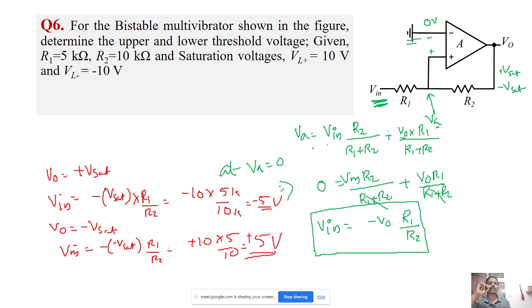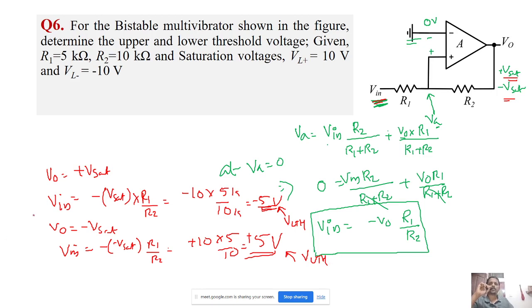Which means, for example, if V0 is plus Vsat, Vin must cross the voltage minus 5. So when Vin crosses minus 5, the output will change to minus Vsat. After that, Vin must cross plus 5 volt so that again the output will change to plus Vsat. So these are the two threshold voltages. This is the lower threshold voltage, and this is the upper threshold voltage.